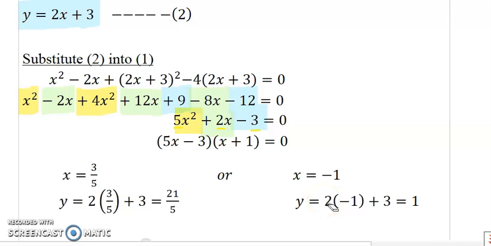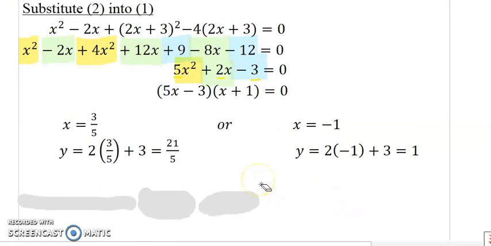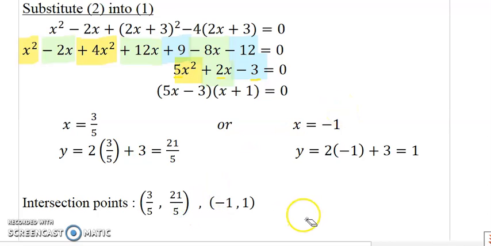Now we have both the x and y coordinates of the points of intersection, and we can state the intersection points. We group x equals 3/5 with y equals 21/5. Together they form one of the coordinates of the intersection points. We group minus 1 for x and plus 1 for y, which forms another intersection point.